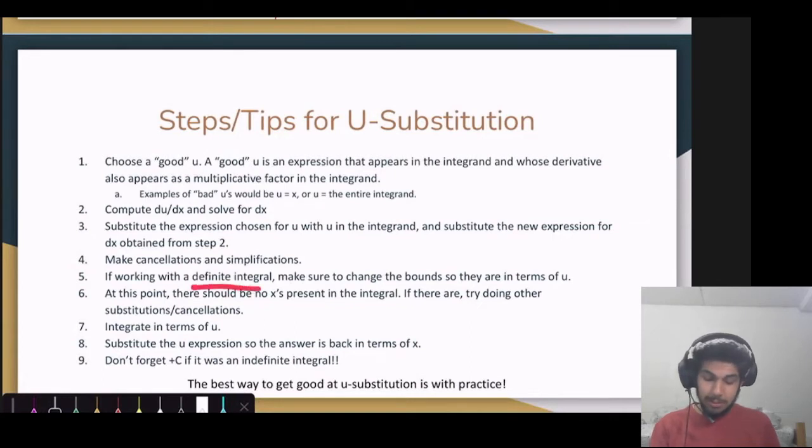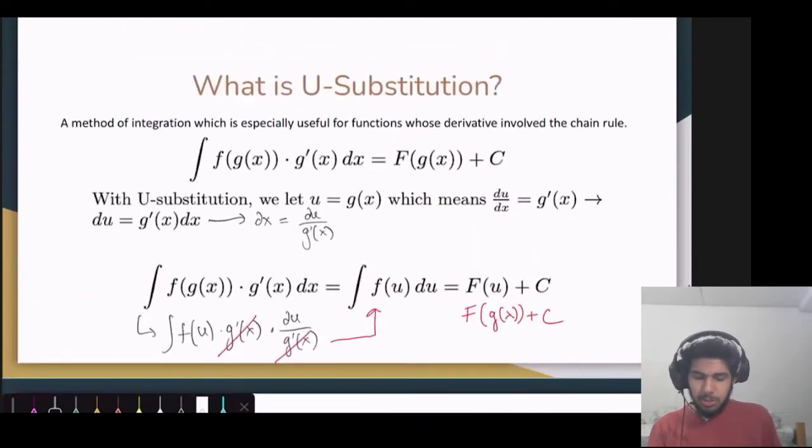If we're working with a definite integral, we should change the bounds so that they're in terms of u. This should make sense, right? If we start with an integral whose limits are in relation to x, because we're integrating with respect to x, when we change variables to be in terms of u, our final integral should have limits in terms of u.